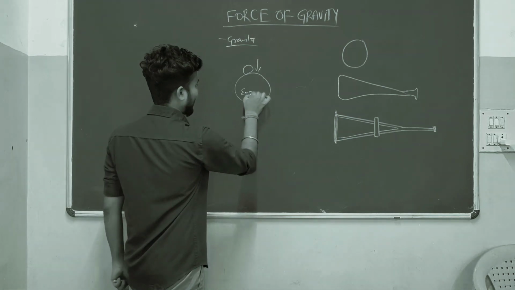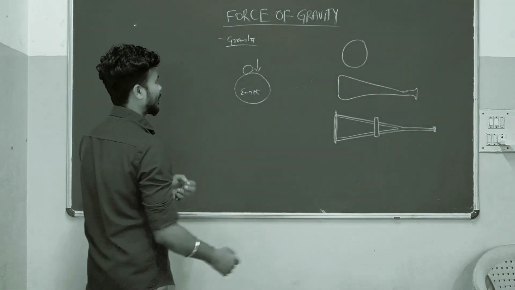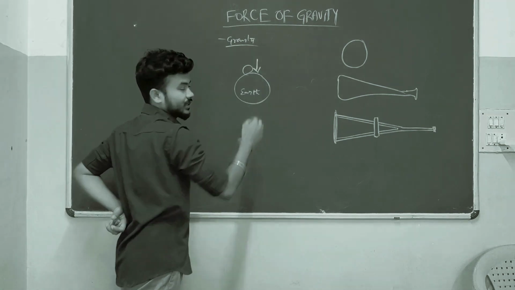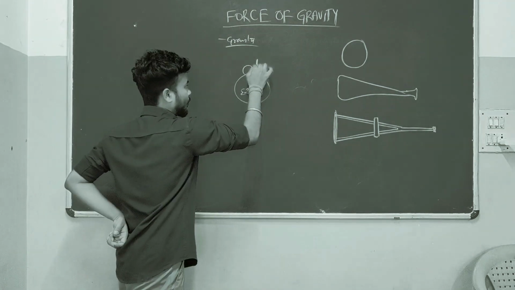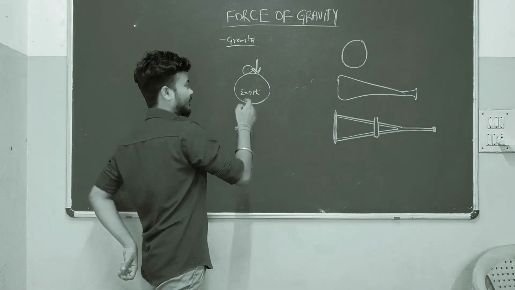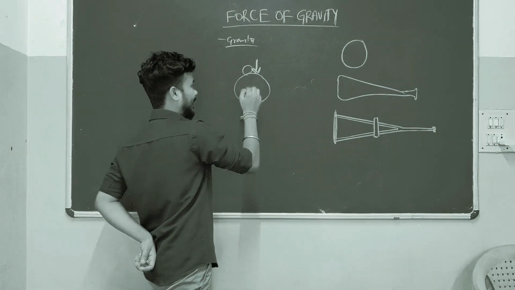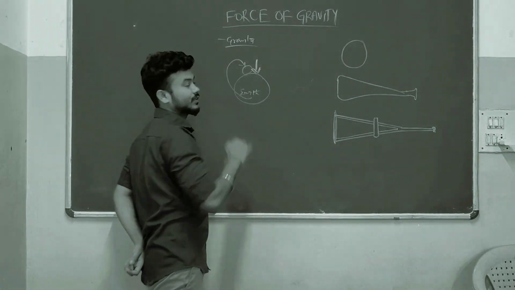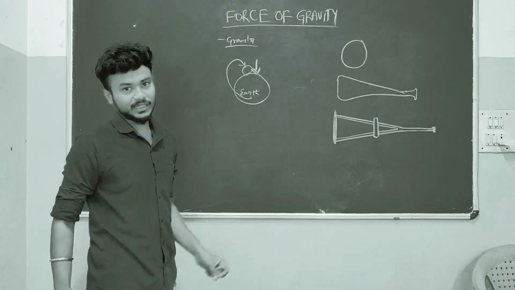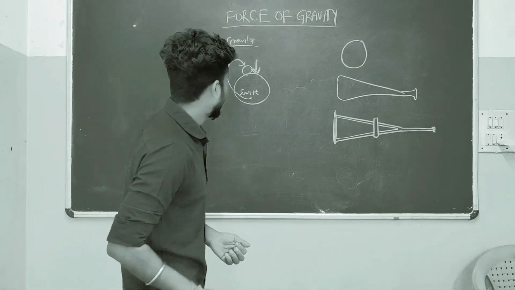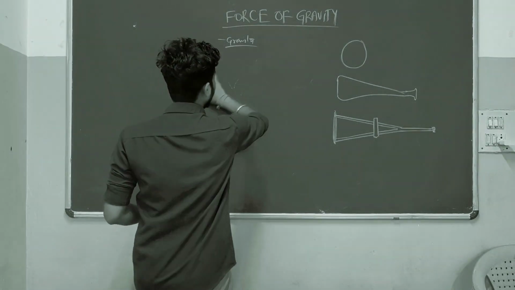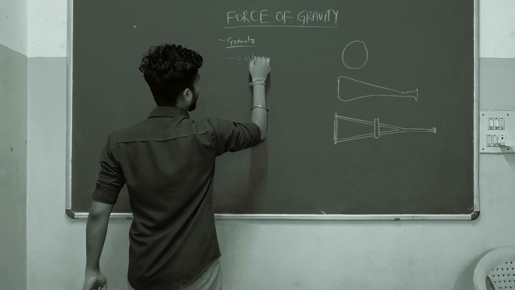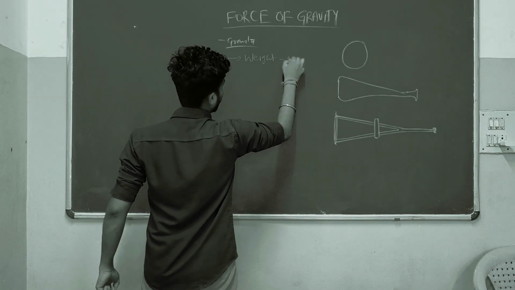Suppose this is earth. So what is going to happen? Gravity is the downward or pulling action, or attraction, of the earth on the objects on it. That is gravity. So here gravity is going to give the weight of the object.